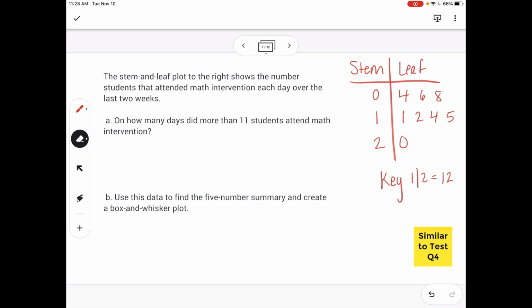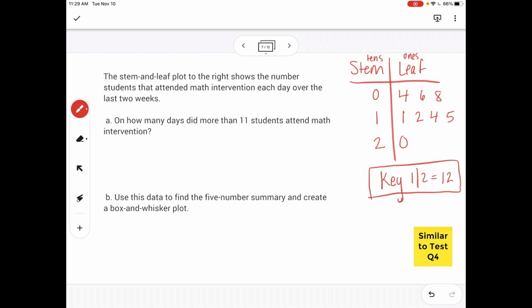Okay, so the way we read it is we first need to take a look at the key. In this case, the key shows us that 1|2 equals 12. What that tells us is when we combine the stem and the leaf, it's going to give us 12. So that means that the stem in this case represents the tens place and the leaf would represent the ones place. Okay, so let's go ahead and expand our whole list.